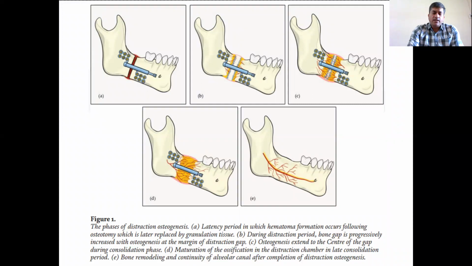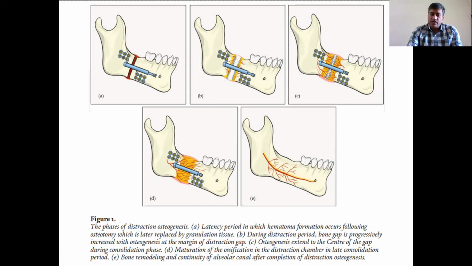Now, this is a diagrammatic representation of different stages of distraction osteogenesis. The first diagram indicates the latency phase, when after the osteotomy is done, in the first 5 to 7 days, the blood clot gets replaced with the granulation tissue, and this granulation tissue starts getting replaced with the primary callus. The second diagram indicates the phase of distraction. So as we activate the distraction device, we gradually separate the bony segments from each other.